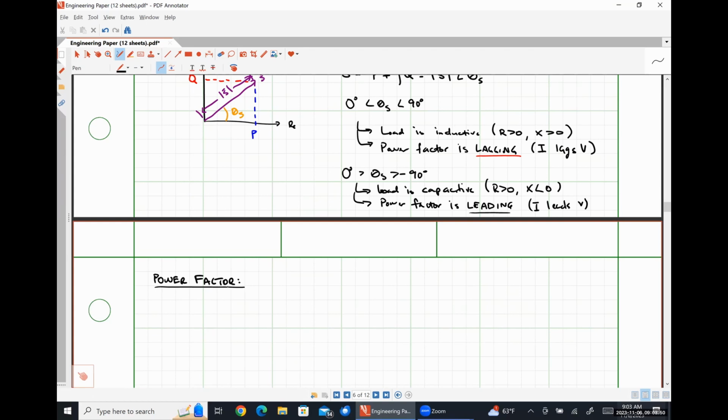So power factor is a way to measure, let's call it, the electrical efficiency of a system. Mathematically, power factor is defined to be the ratio of the average power to the apparent power, which is nothing more than the cosine of our power factor angle.